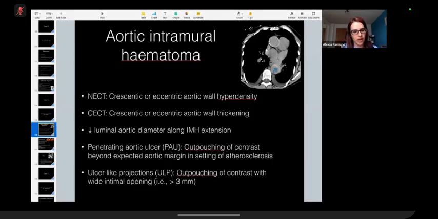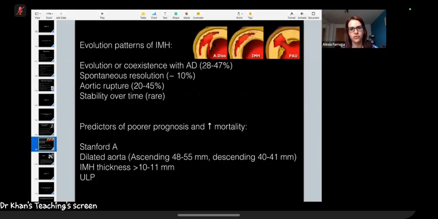And you correctly were looking for a penetrating aortic ulcer or anything similar to that, as an outpouching of contrast beyond the aortic margin. And also little ulcer-like projections, which I'll show you an image of from the literature. These outpouchings of contrast, these conditions would all be precursors of aortic dissection. So as you said, it's important to look for the actual dissection flap, which was not present in this case.